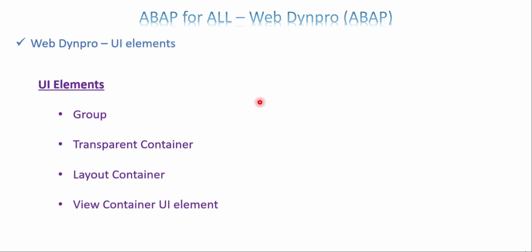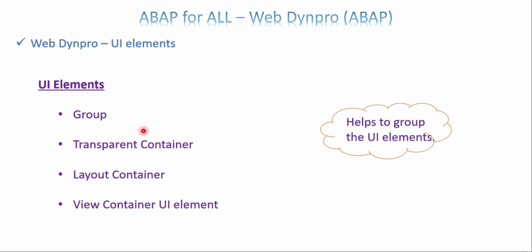So why do we start with grouping? If you want to do a better design, it is always recommended to group the events and group the UI elements. It's an easy way to design your Web Dynpro screen. We have UI elements called group, transparent container, layout container, and view container UI element. These help to group different or related UI elements for your screen. Mostly in our examples, we are going to use group and transparent container.